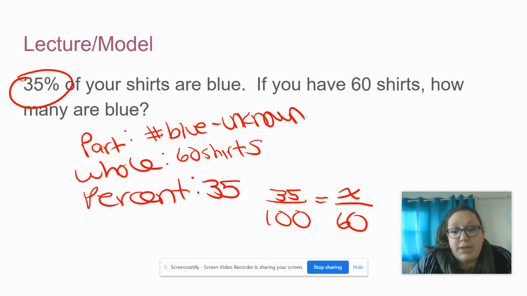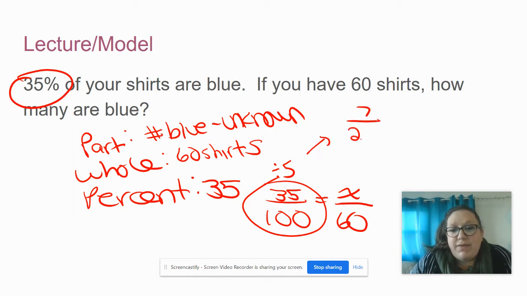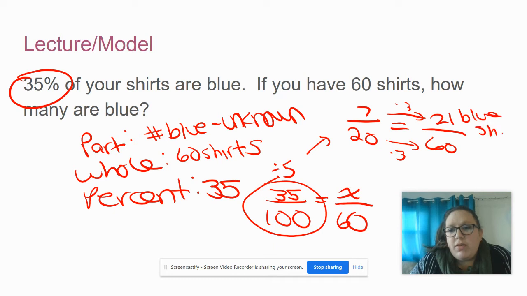And I know what you're thinking. We cannot go from 100 to 60, so we're going to continue with what we were doing yesterday. To simplify this, 35 and 100 can both be divided by 5. 35 divided by 5 is 7. 100 divided by 5 is 20. And now we can go to a number over 60. 20 times 3 is 60. 7 times 3 is 21 blue shirts.